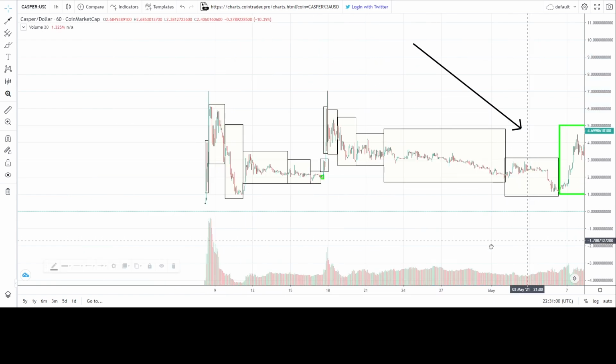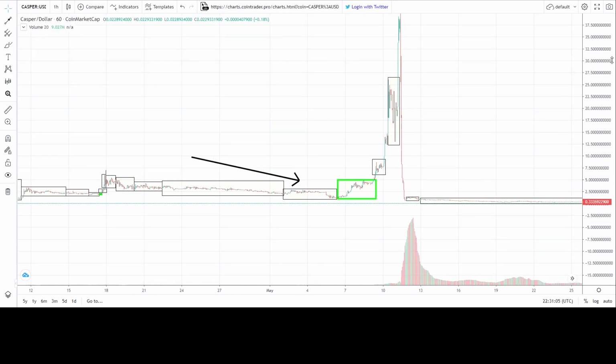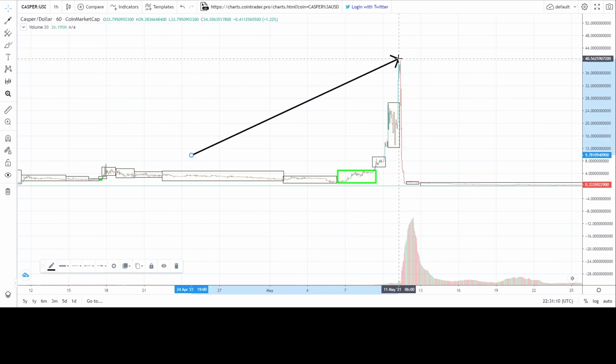After that bounce, it enters the bull run structure again, and this one is just massive. So it really shoots up there. This one went to like $40.